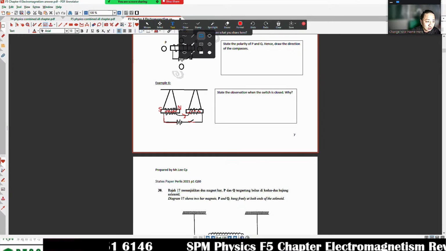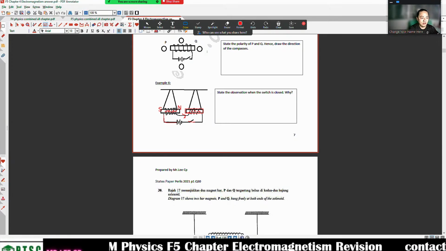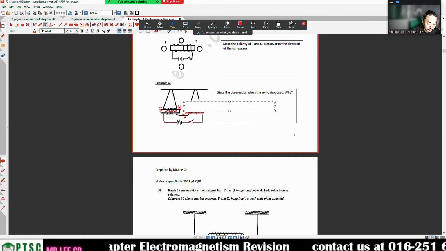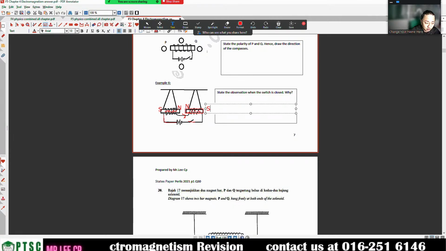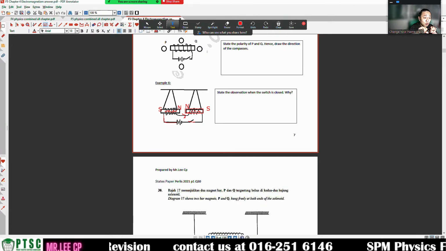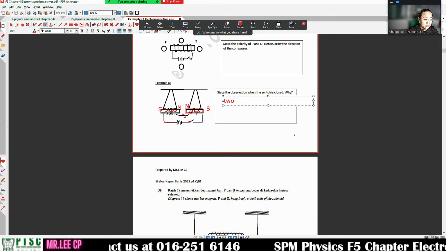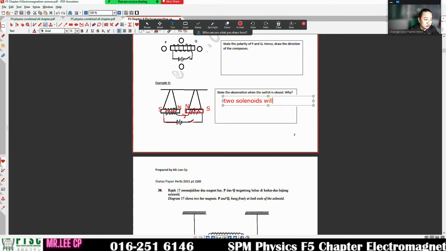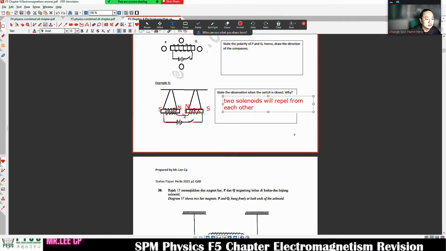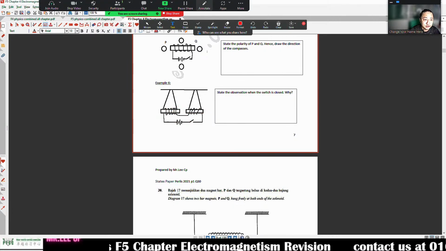So how about this solenoid? This one will be a north pole, and then this one will be a south pole, right? So what is the observation when the switch is closed? It will repel from each other. The two solenoids will go away from each other. Is that okay? Any question from here?